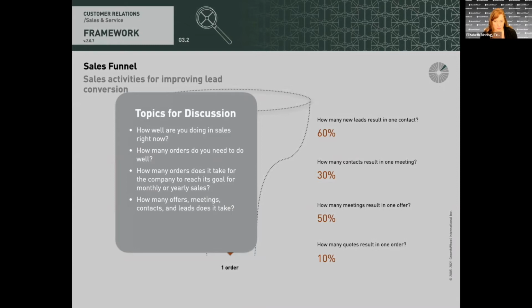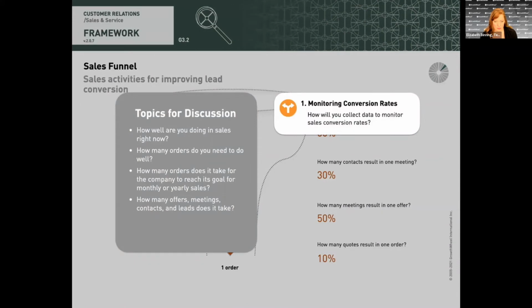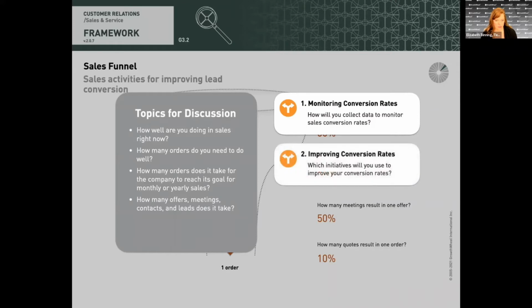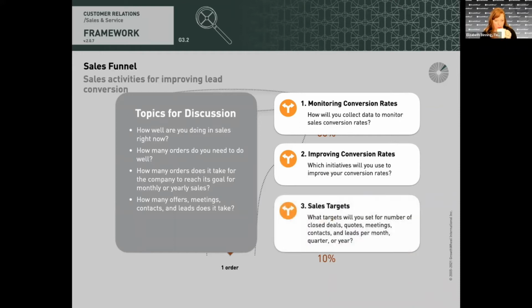Decisions to be made may include monitoring conversion rates. Decide how to collect data to monitor sales conversion rates. Improving conversion rates. Decide which initiatives you will use to improve conversion rates. And sales targets. Decide the number of targets for closed deals, quotes, meetings, contacts, and leads per month, quarter, or year. And that's the GrowthWheel Framework sales funnel.